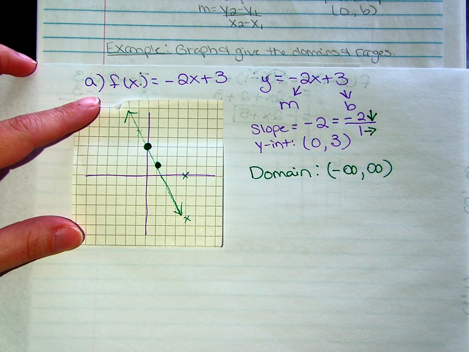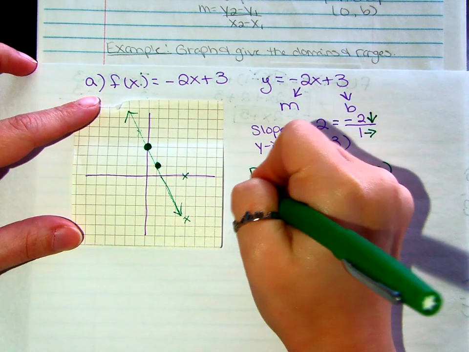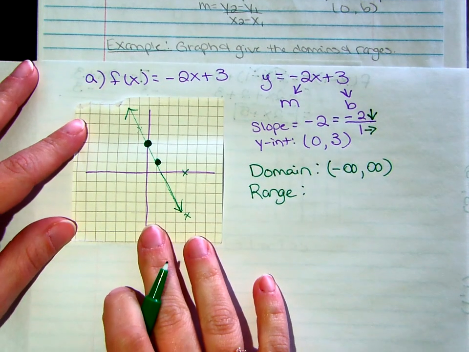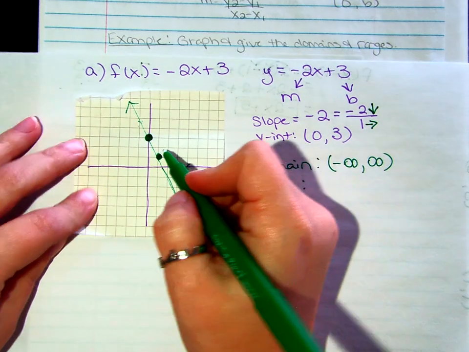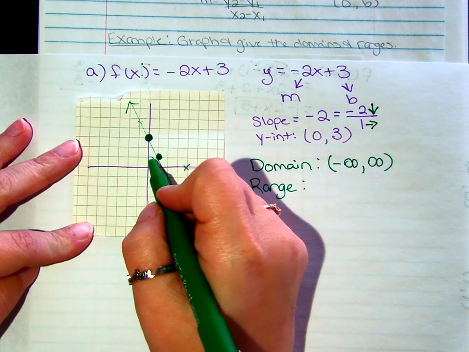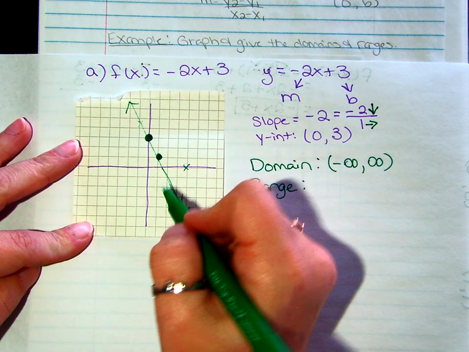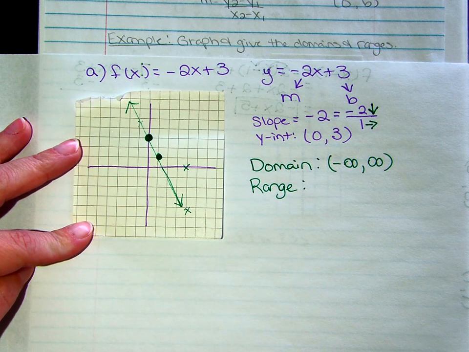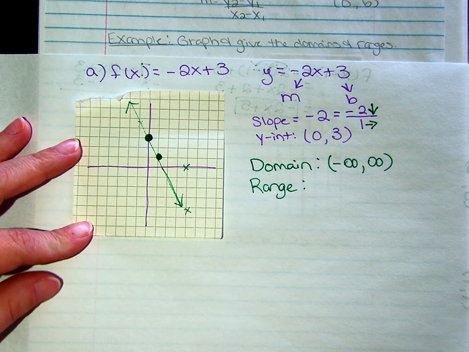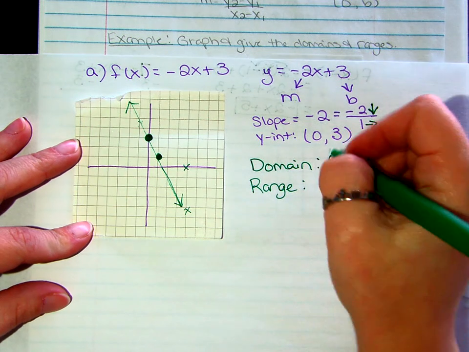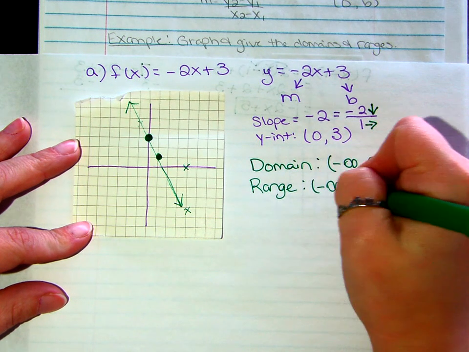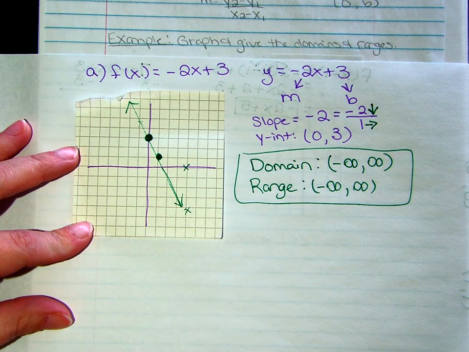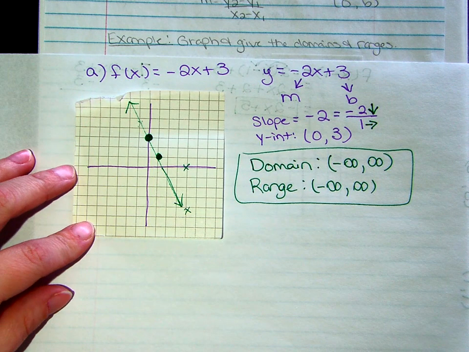Now let's look at our range. The range is our y values. So instead of thinking about, can I move up and down for my x's, I'm going to think, can I move right and left for my y's and hit my line? Is there ever a y value where I cannot hit my line? No. And here's a helpful hint. If you have a linear function, this is always your domain and range.